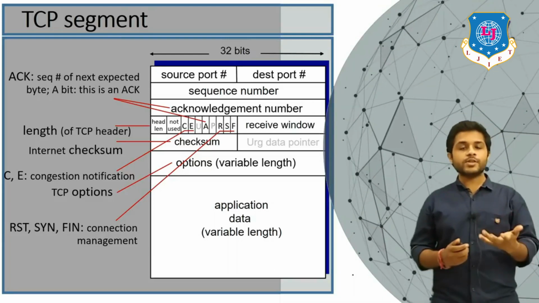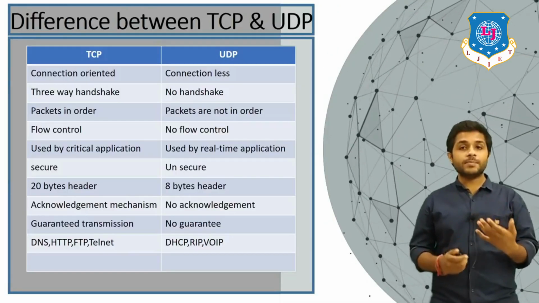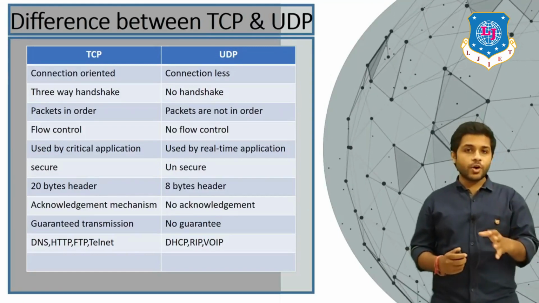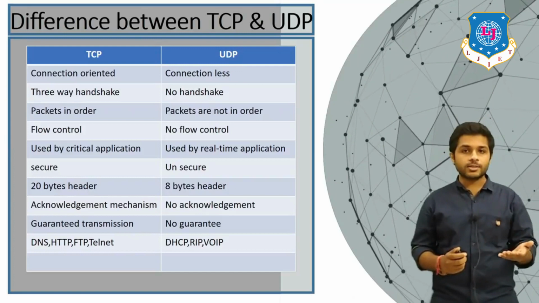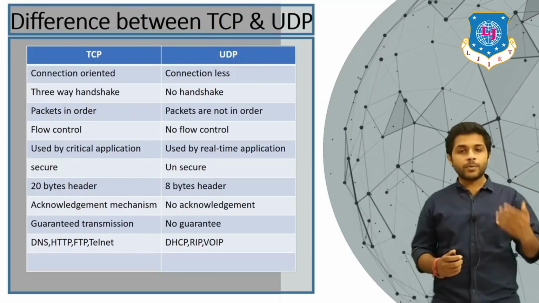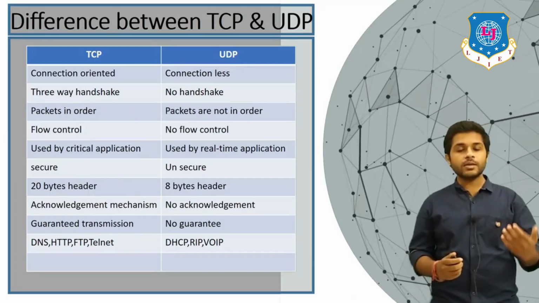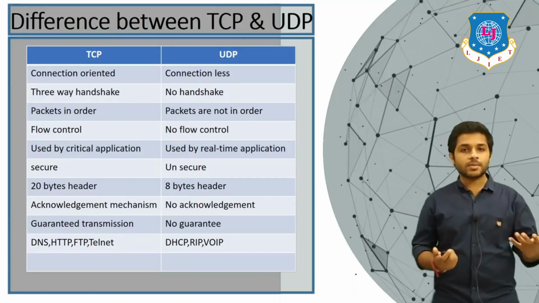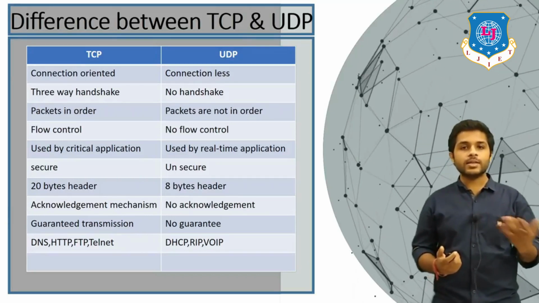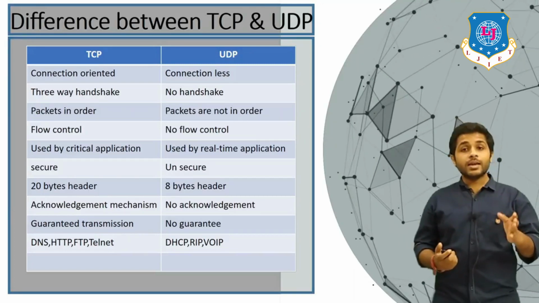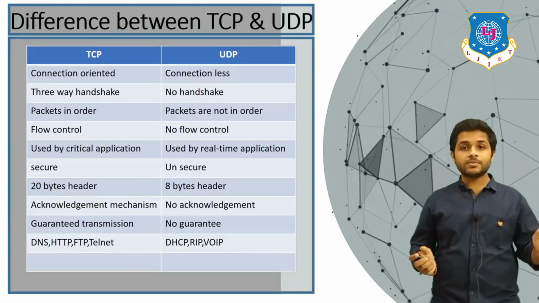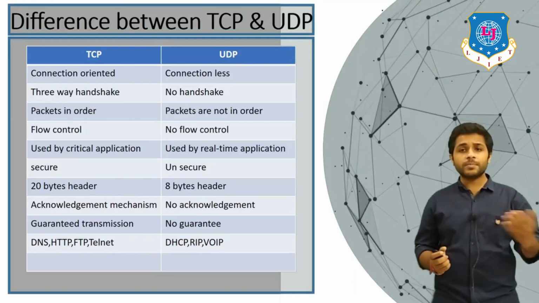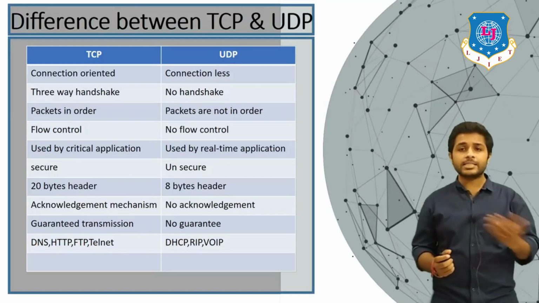Now let's see the difference between TCP and UDP. The first difference is that TCP is connection oriented and UDP is connectionless. We know that if two computers are running on TCP, there should be an establishment of connection, and after the connection is established, they can send and receive data very easily. But in UDP, there is no such mechanism. So two devices running on UDP can send and receive data at any time.